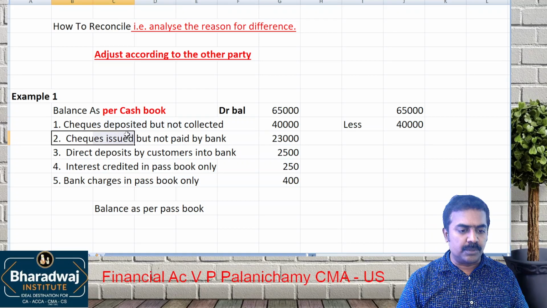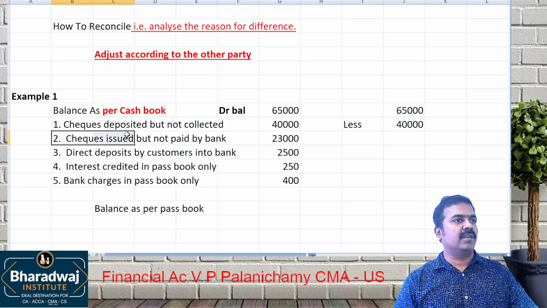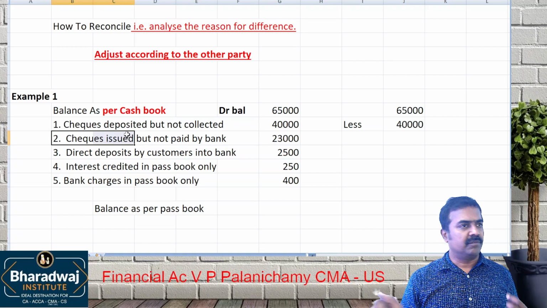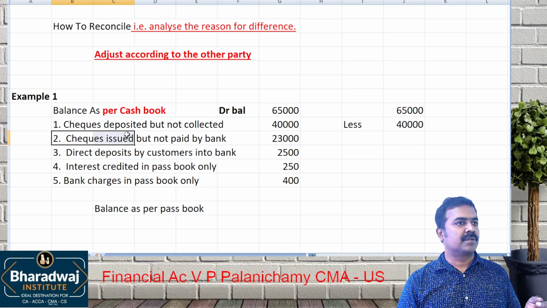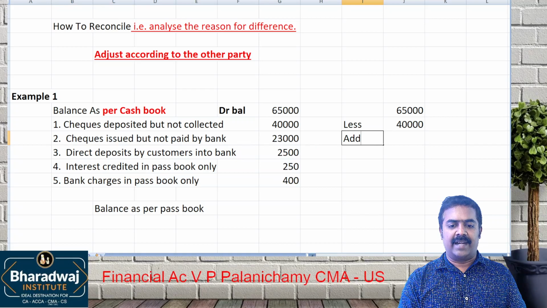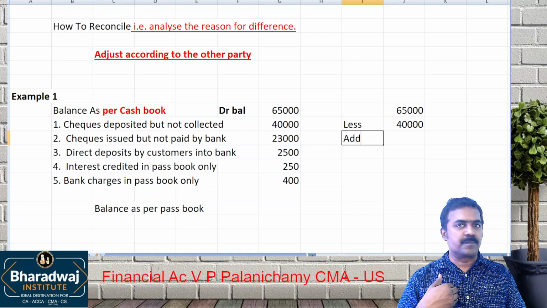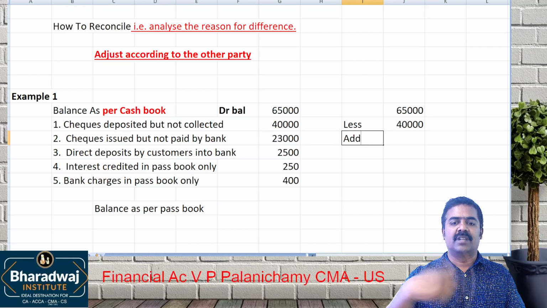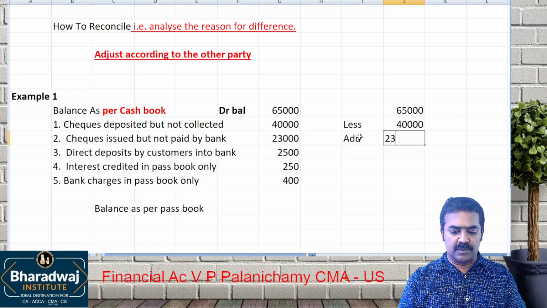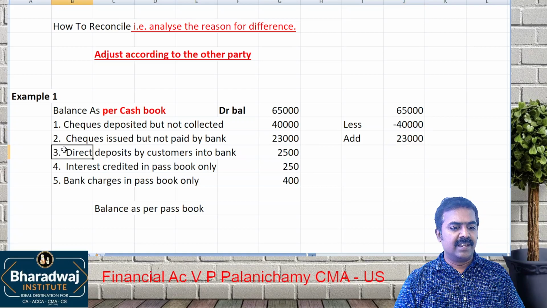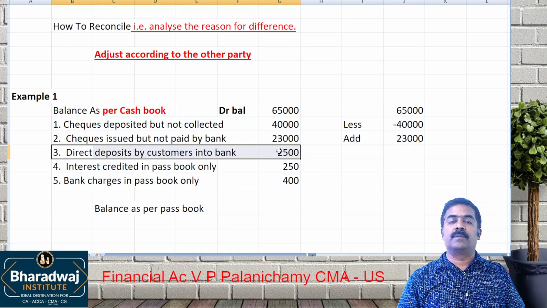Less. Checks issued means outflow checks. While issuing the check, what would we have done? We would have reduced. Whether the banker has reduced? No. So add it. Why add it? We would have reduced, the bank has not reduced. What to do? Add it back. 23,000. This is minus 40,000.